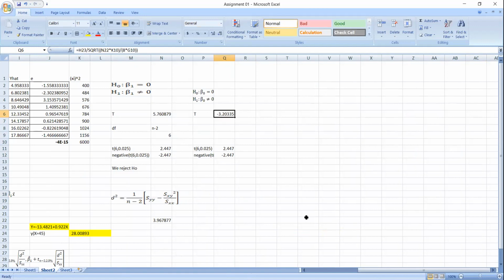That is, our test statistic is not in between the two table values. So in that case, we can come to the conclusion that we have enough evidence to reject H naught. So in this case also, we reject H naught. If you reject H naught, that is, we are rejecting that beta naught is equal to 0. In other words, we can conclude that beta naught is not equal to 0. So what we have fitted using our model is true.